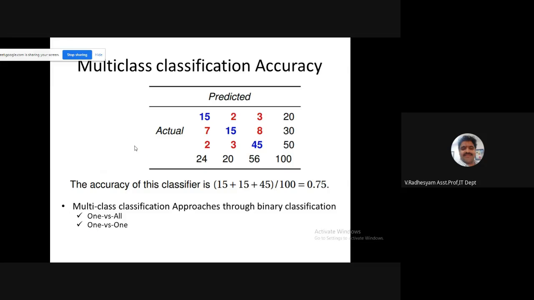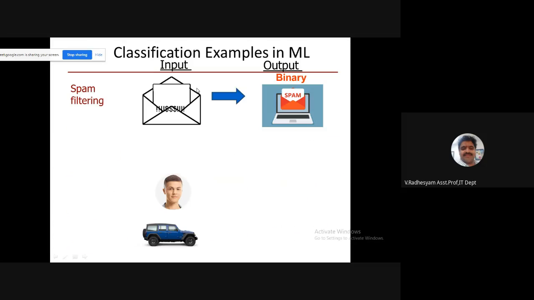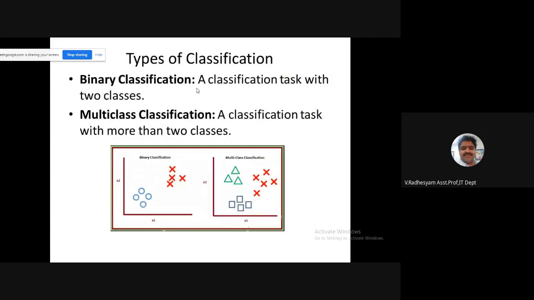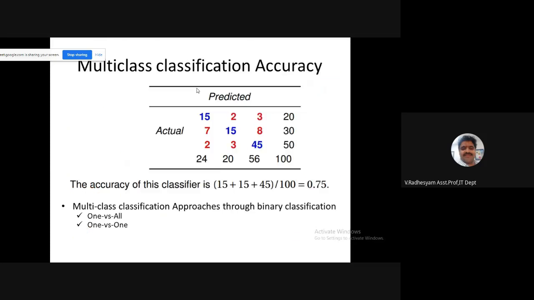Suppose you consider a multi-class classification with three classes. Suppose here you see 1, 2, 3. This is very important. How would you find out the accuracy in a multi-class classification? Suppose three classes are there: mangoes, oranges, grapes. 1, 2, 3 here, and here also 1, 2, 3.